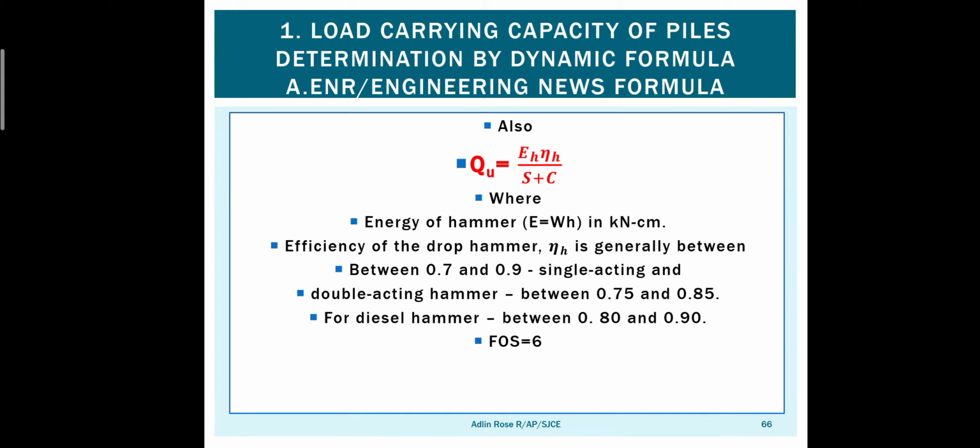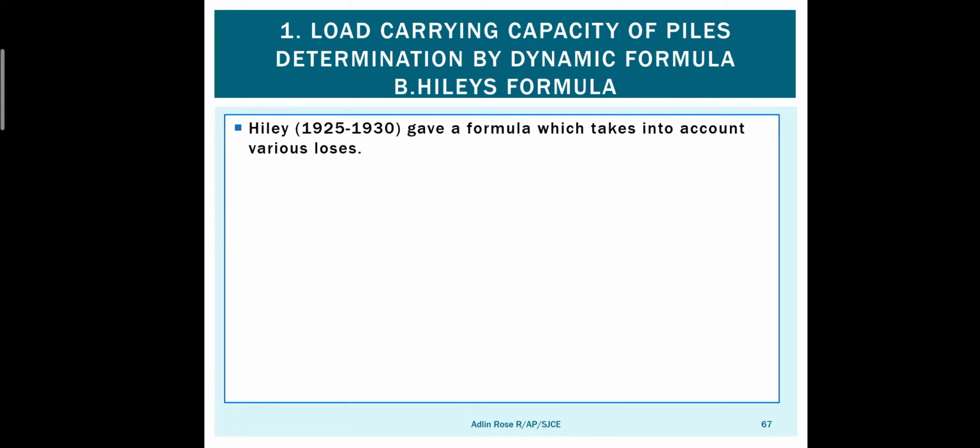Hiley's formula. Some modifications of the engineering news formula led to another formula in 1925 to 1930, and that formula is given by QU is equal to WH eta H eta B divided by S plus C by 2. There we used eta H alone. Here we multiply eta B. What is eta B? We'll see it.